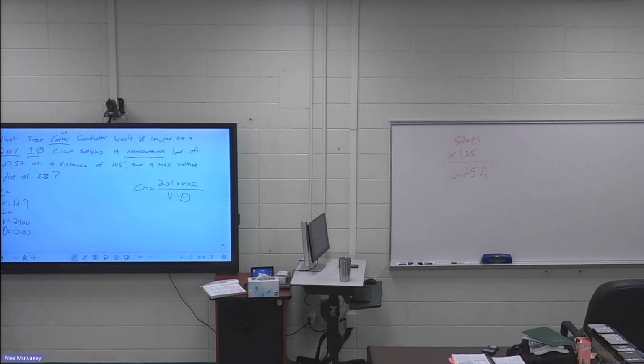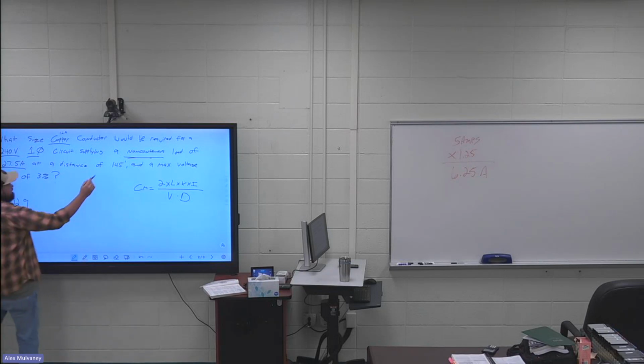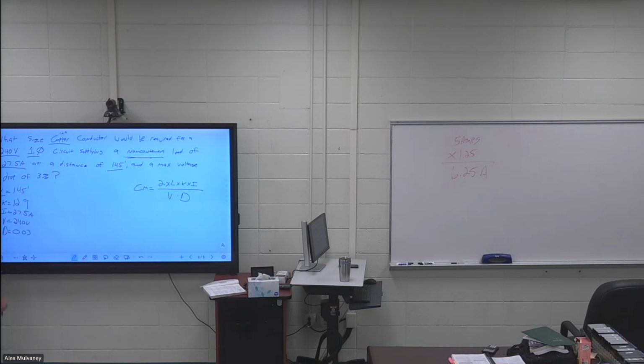So then my next variable that it gives me is what? What variable is that? I. 27.5 amps. What's my next one? My distance or my length at 145 feet. And then the maximum voltage drop for 3%, that's the one that I gave you right there. All right. So now we go plug these in.